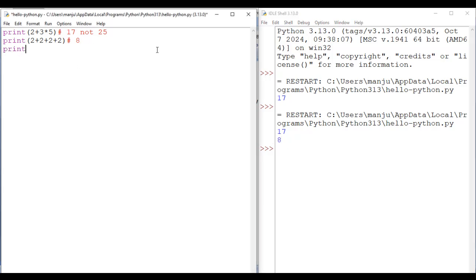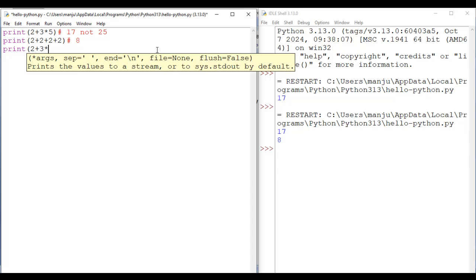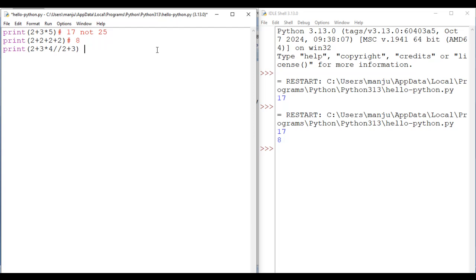If I say here print 2 plus 3 multiplied by 4 divided by 2 plus 3, what is the answer for this? I told you, don't evaluate the given expression simply from left to right. If you evaluate from left to right, what answer do we get? 2 plus 3 is 5, 5 into 4 is 20, 20 divided by 2 is 10, 10 plus 3 is 13, which is wrong. We have to follow the operator precedence and associativity table.